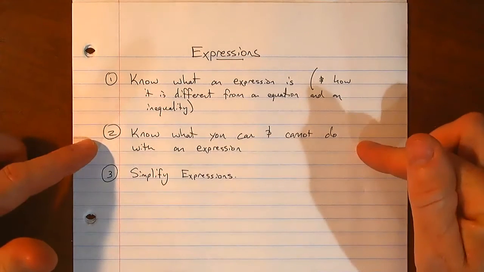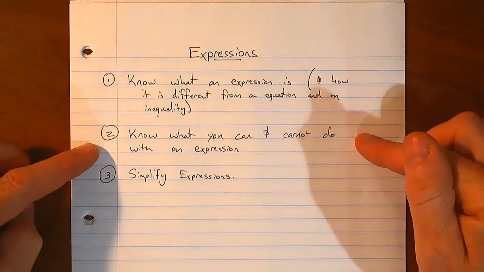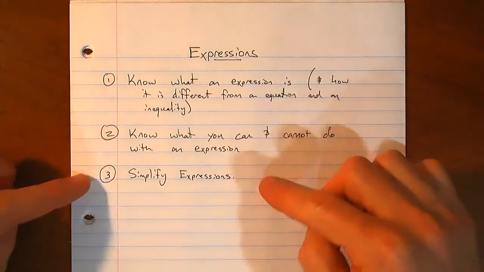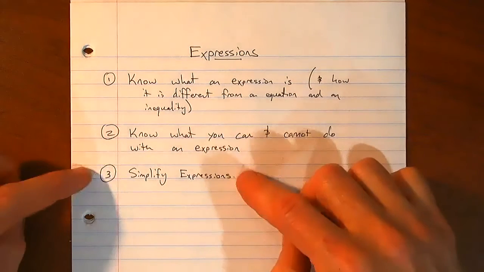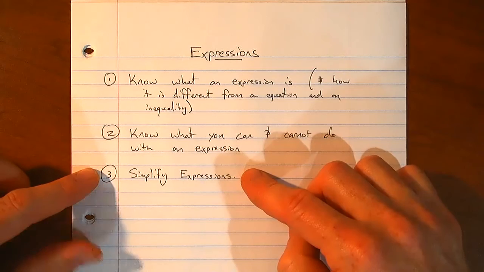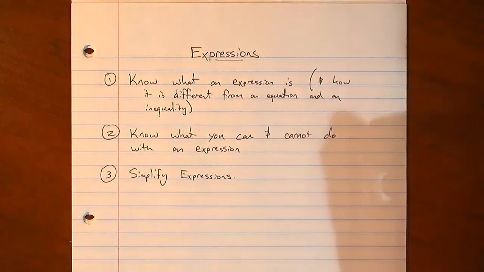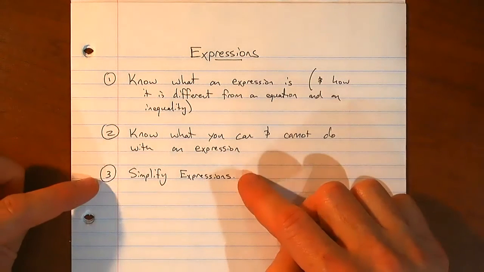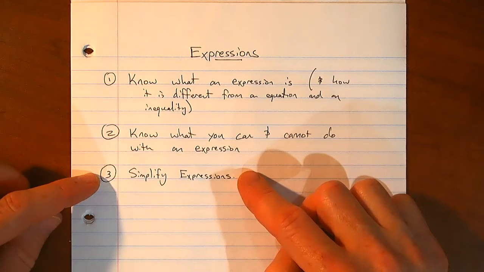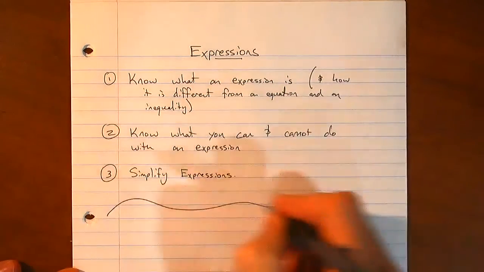Know what kinds of things you're allowed to do to an expression and what you cannot do. It actually turns out that there are a lot of restrictions on expressions, and so we're going to talk about that. And then be able to simplify expressions. Like I said, we're going to spend several weeks working on this third one, so in this video, I'm really going to focus on learning objectives number 1 and 2. I'll put another video together in just a minute that has some very simple expressions that you should be able to simplify already. And then over the course of the next several weeks, we'll move on into more difficult expressions.